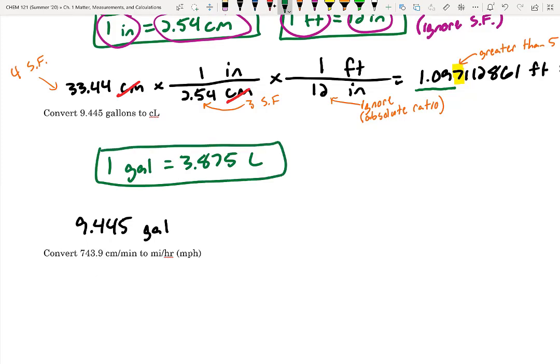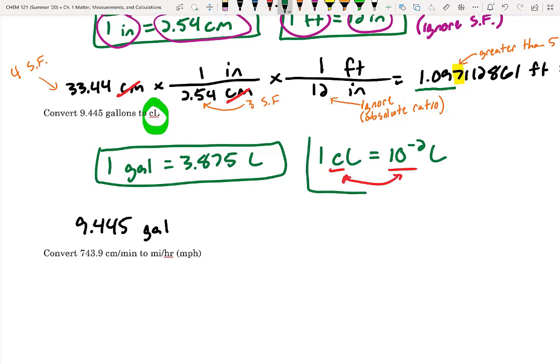All right, but the tricky thing is they want us to solve in centiliters. So let's define what a centiliter is. Centiliter has the prefix centi. And on that table, it says that centi is equal to 10 to the negative 2. So 1 centiliter should be equal to 10 to the negative 2 liters, because those two are equivalent. So now we've got both conversion factors that we need.